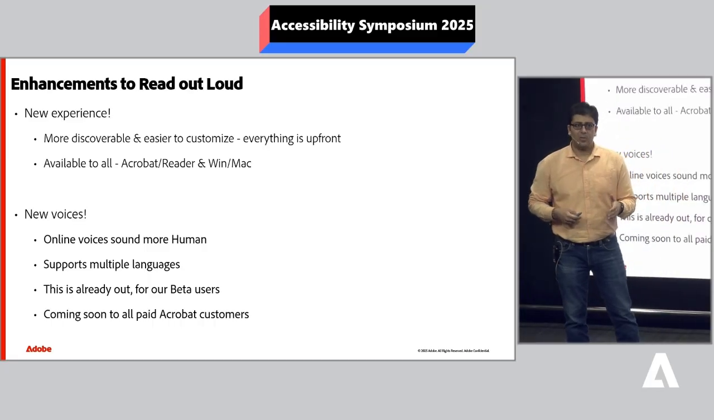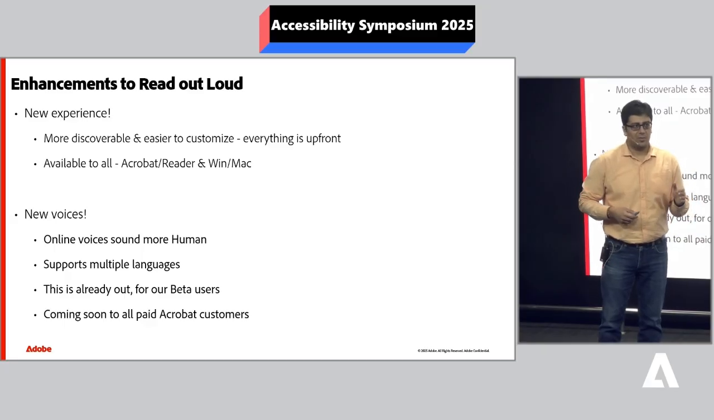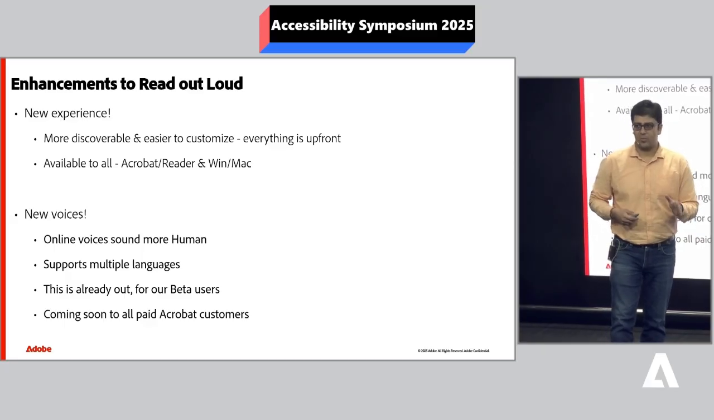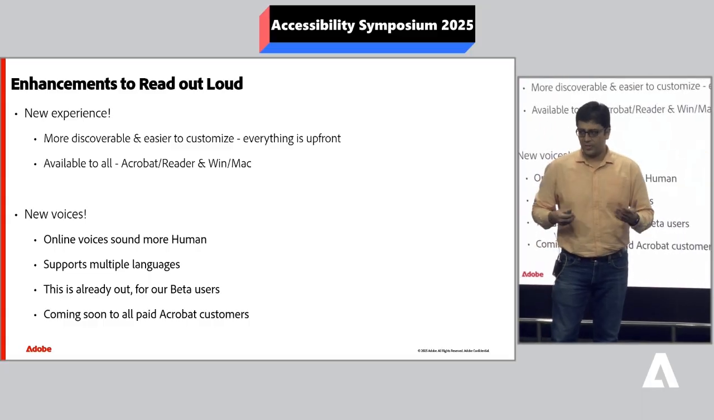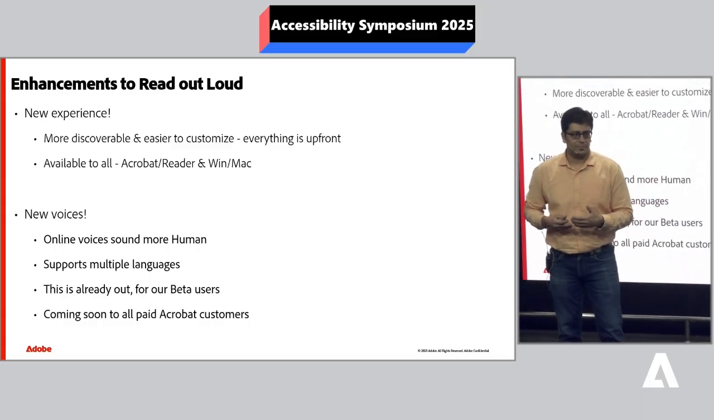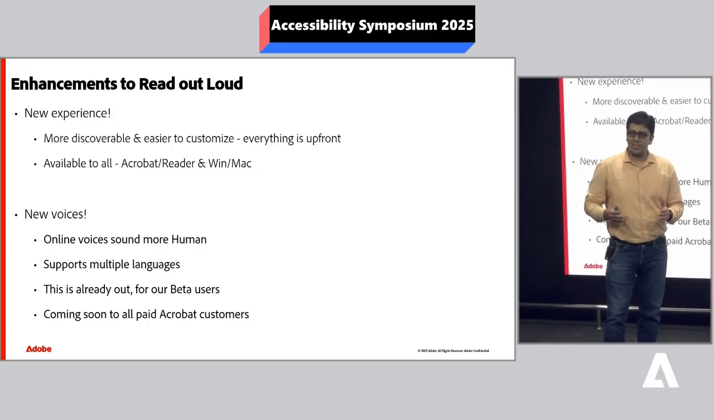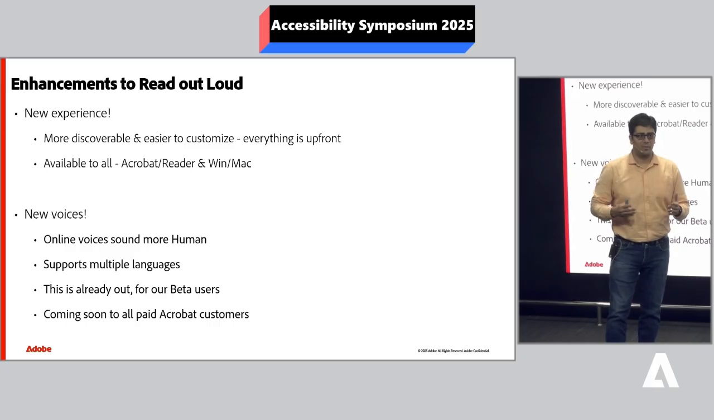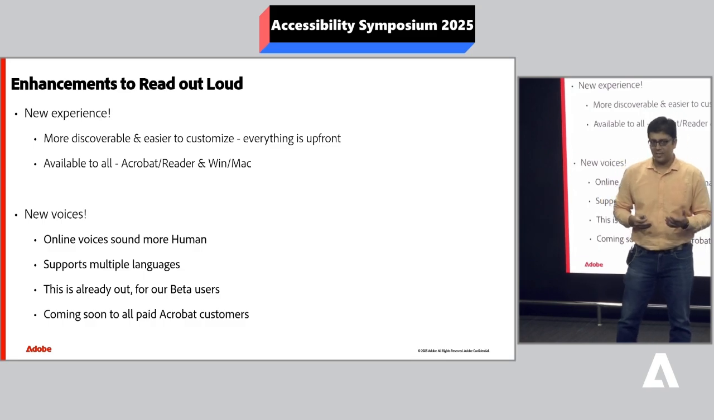So till now, Acrobat has been using OS-provided voices. So these voices sound quite robotic for our users, and this is true for many other software which support this read out loud feature. With the introduction of online voices, Acrobat's narration sounds more human to our users. And on top of that, this is available for multiple languages and not just English.